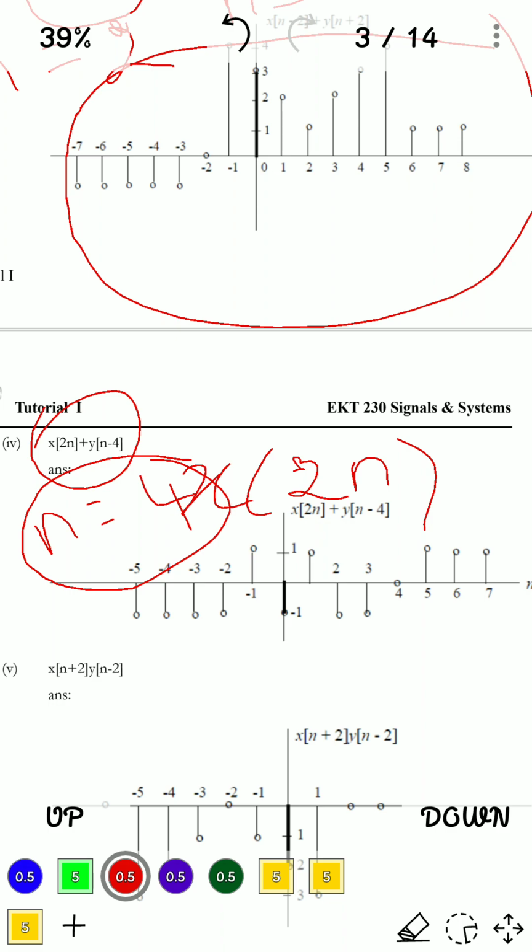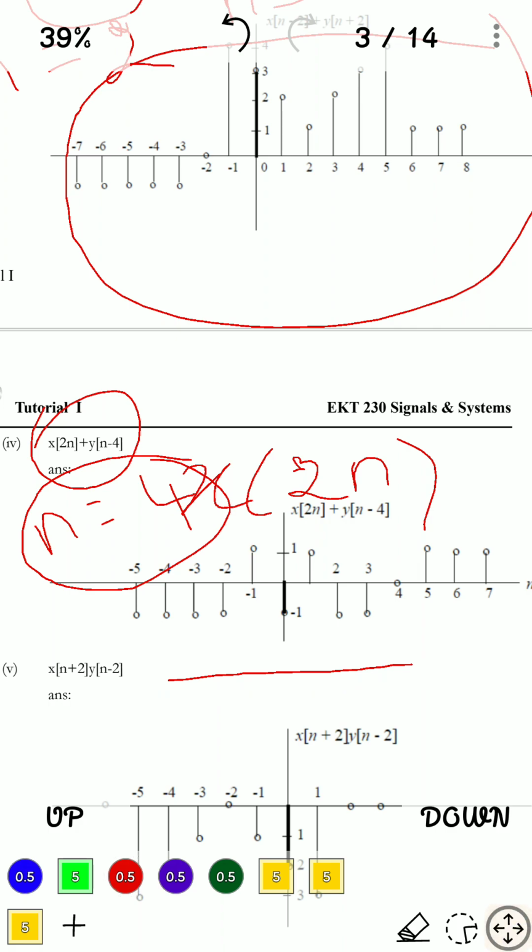You are going to divide the signal by 2, and the resultant you get would be the signal. And this one also, y of n minus 4: you're going to shift the y of n signal 4 places to the right, and whatever the resultant you get, you keep as it is, and you add both, and you get the resultant like this, right?